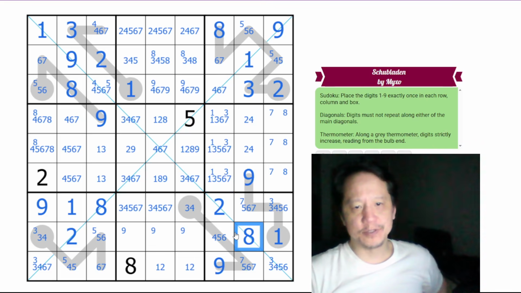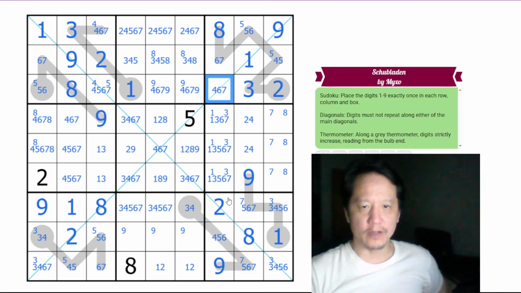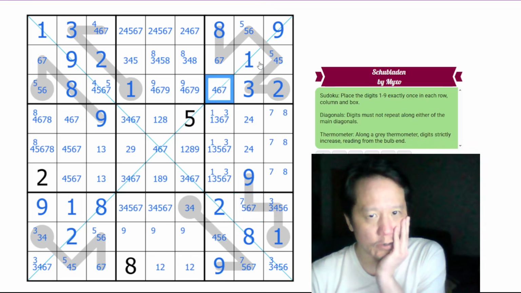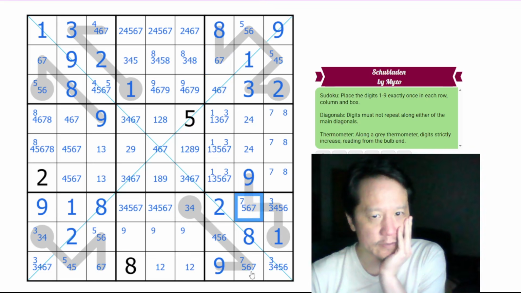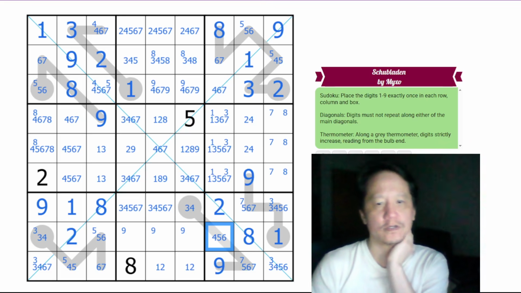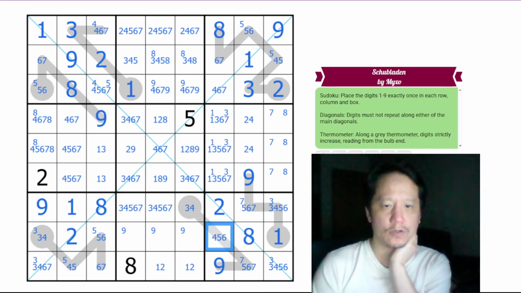Okay, what happens? So 4, we have 4 in column 7 has to be one of these two digits. If this is 4, this is 5, 6, 7, and this is 5, 7 as a pair. So this can't be 4, 5, it's 6. So either this is 4 or this is 4. So this can't be 5.